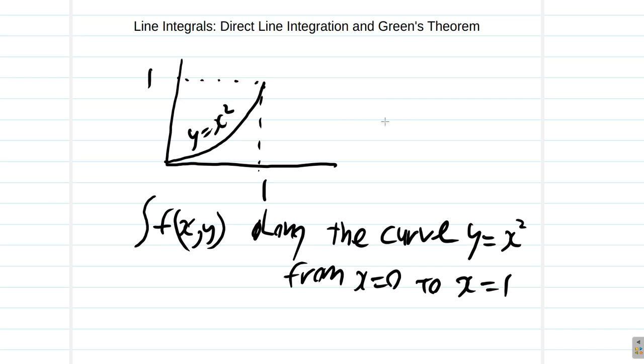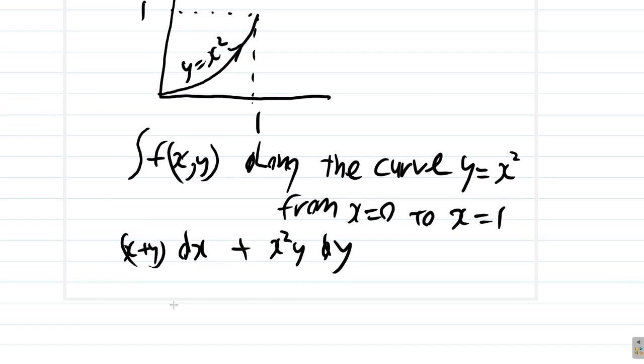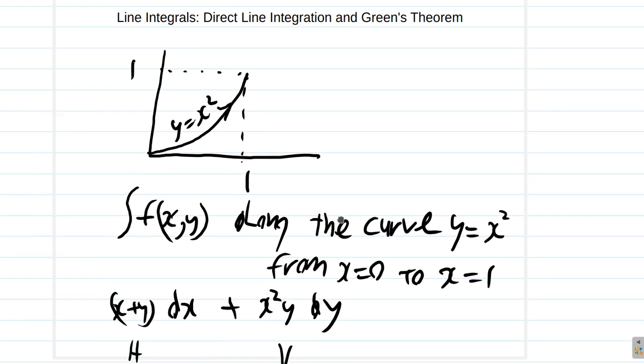And here now, this function of x, y, it represents a vector field. For example, suppose it is x plus y dx plus x squared y dy. The horizontal component of the vector will be x plus y, and the vertical component of the vector would be the x squared y, right?